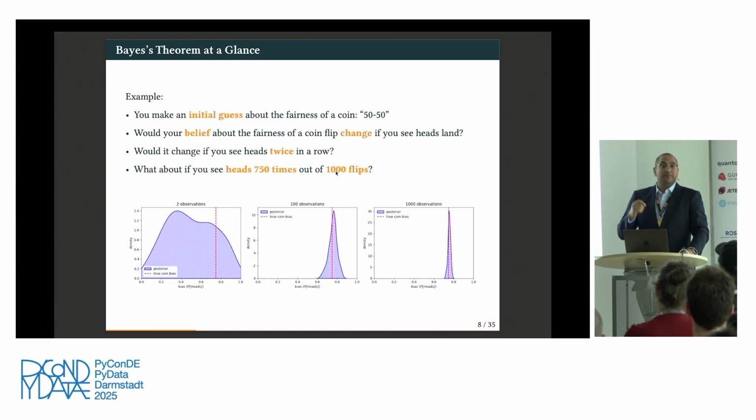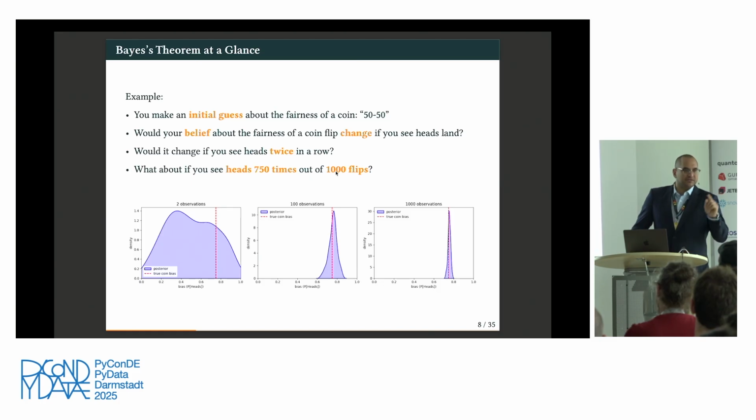What would happen if you flip it 1,000 times and 750 times it lands heads? Well, you would probably be more than suspicious. You would probably update your own belief about this 50-50 and say, hey, I don't think this is 50-50 because the data is telling me that it's not, right? And mathematically or graphically, this is how it looks.